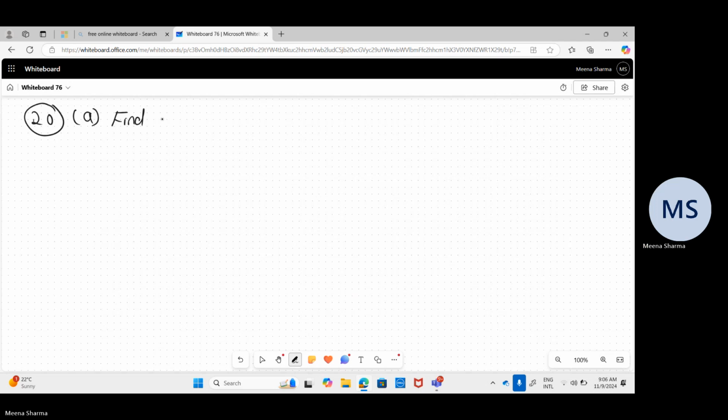Find the value of x. You have to find the value of x, and a natural logarithmic equation is given: ln(4x minus 1) minus ln x equal to ln 3. This is given.